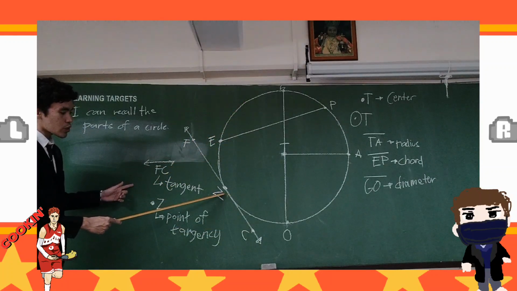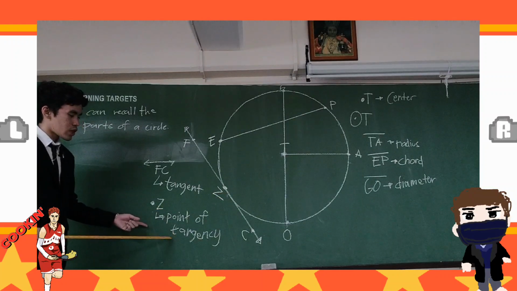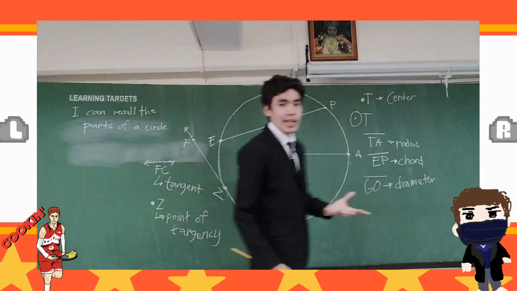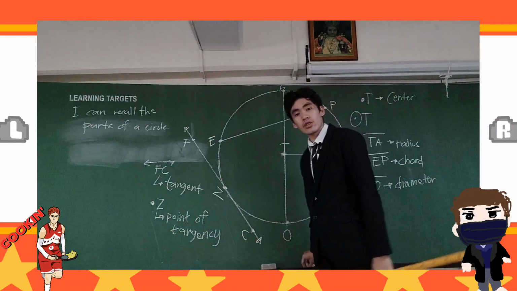It intersects at point Z, or Z, I don't know how you guys pronounce that. So that's what we call the point of tangency. Now, I'm going to use a different color for the next example of a line that is related to a circle, a part of a circle.